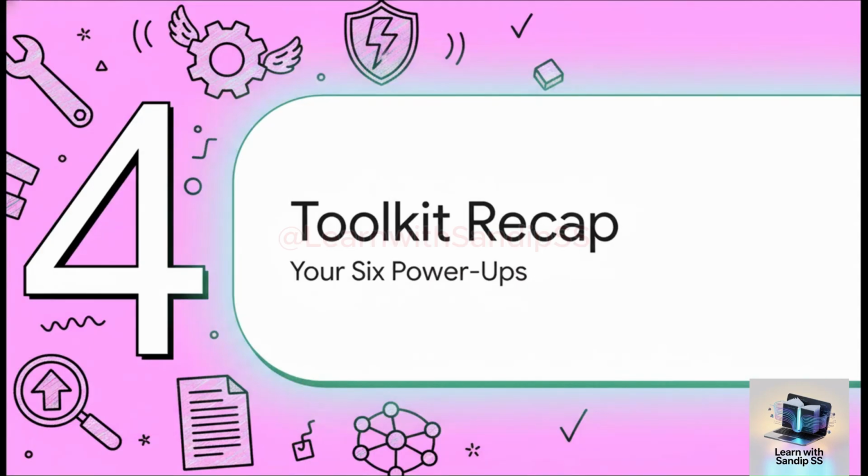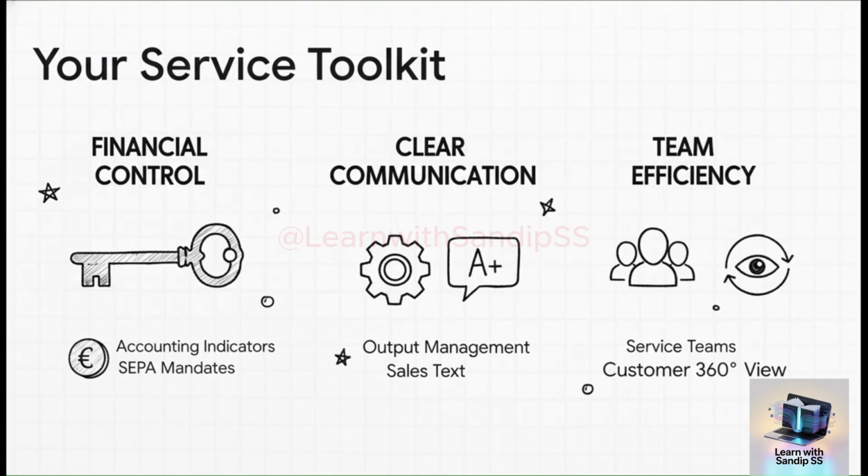So, there you have it. 6 awesome power-ups added to your service management toolkit. Let's do a quick recap of what they are and where they fit. For financial control, we've got accounting indicators for flexible pricing and SEPA mandates for automated payments. For clear communication, we're using output management for smart document generation and sales text for consistency. And to boost team efficiency, we've got service teams for automated assignments and the customer 360-degree view for total visibility.